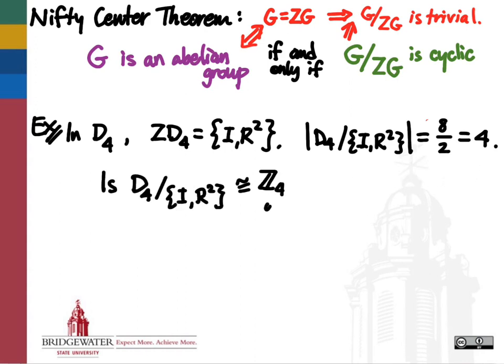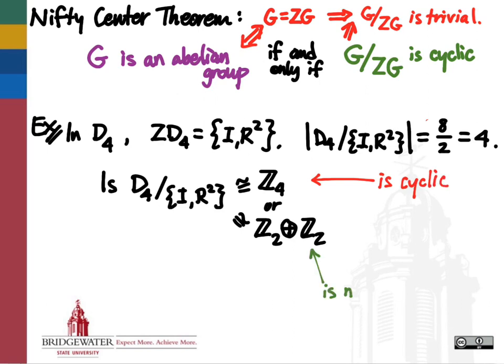And of course, there are 2 different groups of 4 elements up to isomorphism. One option is a cyclic group, Z4, and the other one is the Klein 4 group, the elementary abelian group of order 4, Z2 direct product Z2. So which one of these 2 options is it, without doing any additional computation? Well, one of these 2 groups is cyclic. Z4 is cyclic. A generator is 1, for example. And the Klein 4 group is not cyclic, right? And so we can use the Nifty center theorem here to rule out the possibility that this quotient is isomorphic to Z4, the cyclic example.